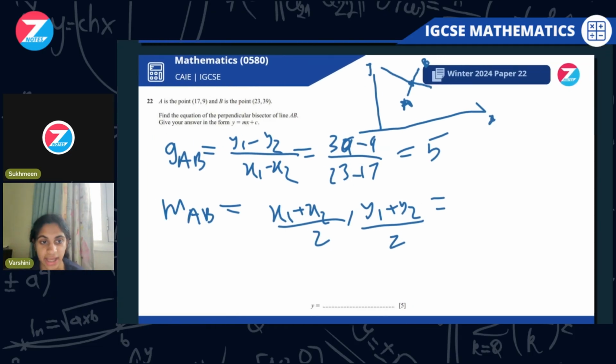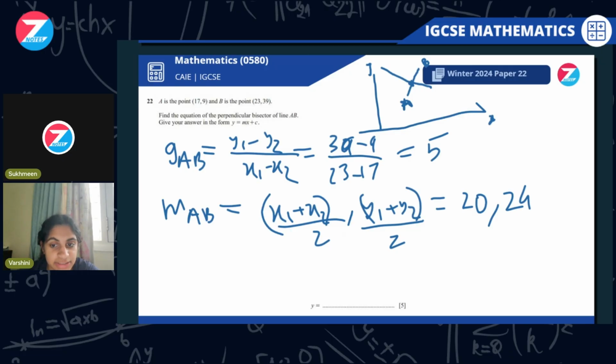for the x's, 17 plus 23 by 2. You can put that in your calculator, 17 plus 23, the whole thing, divided by 2. Don't forget to add the brackets. So you should get 20, comma 9 plus 39 by 2. So 9 plus 39 divided by 2, you should get 24.